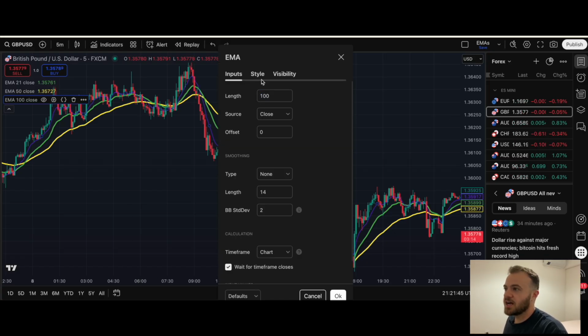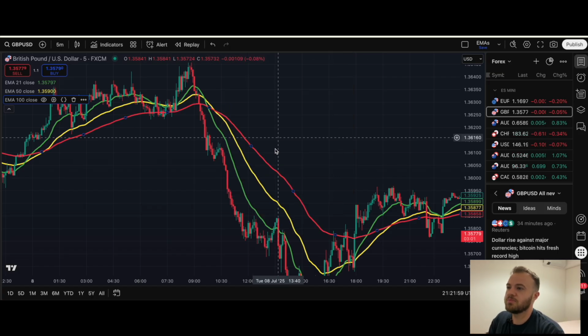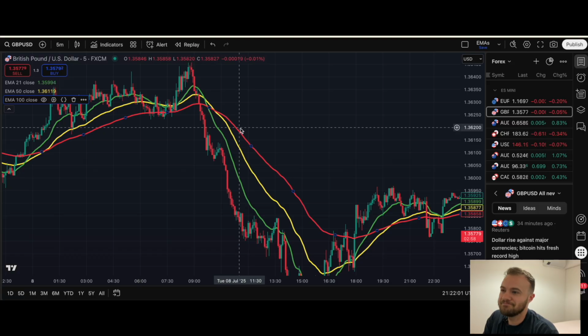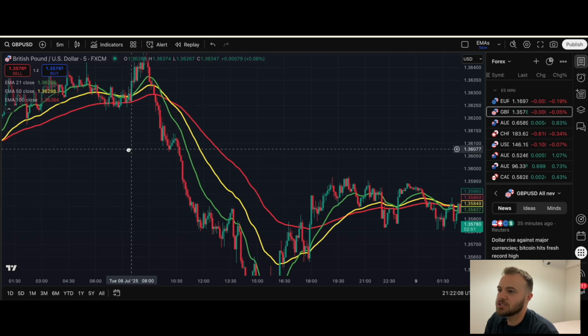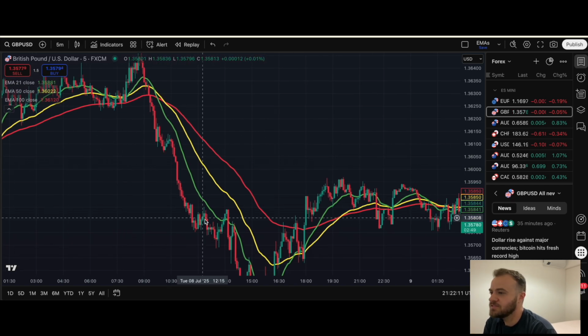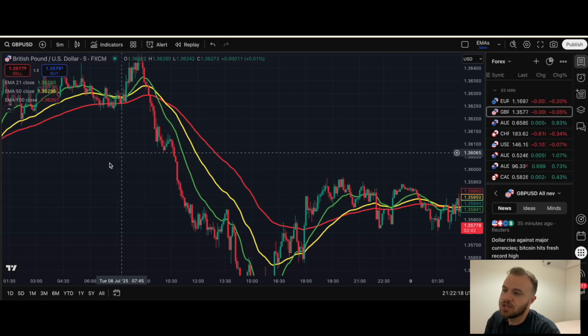So we have a fast, that's our 21, a medium EMA, that's our 50, and then a slow EMA, that's our 100. All right, let's make this one red. I actually do this green, yellow, red pattern a lot. I just find it really easy to look at. So, okay, we can see our green 21 hugs price really closely. Our 50 is more in between. And our 100 is much slower to react, right? It's much more gradual lines.